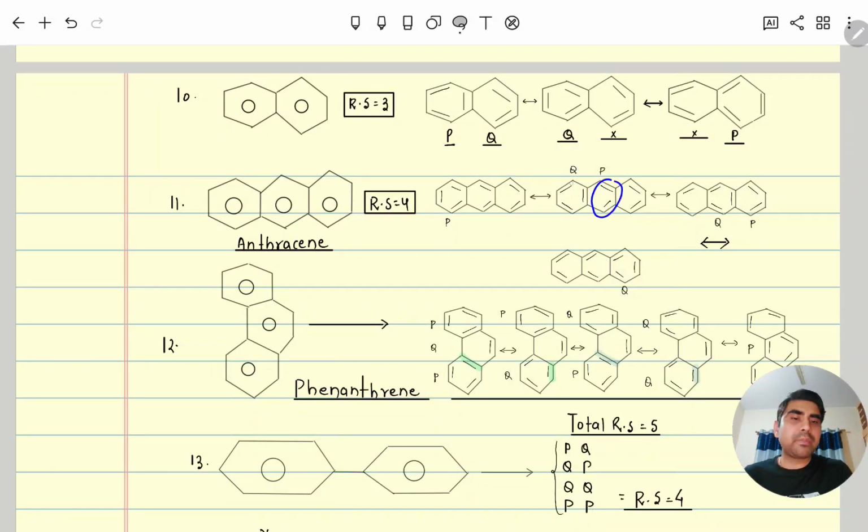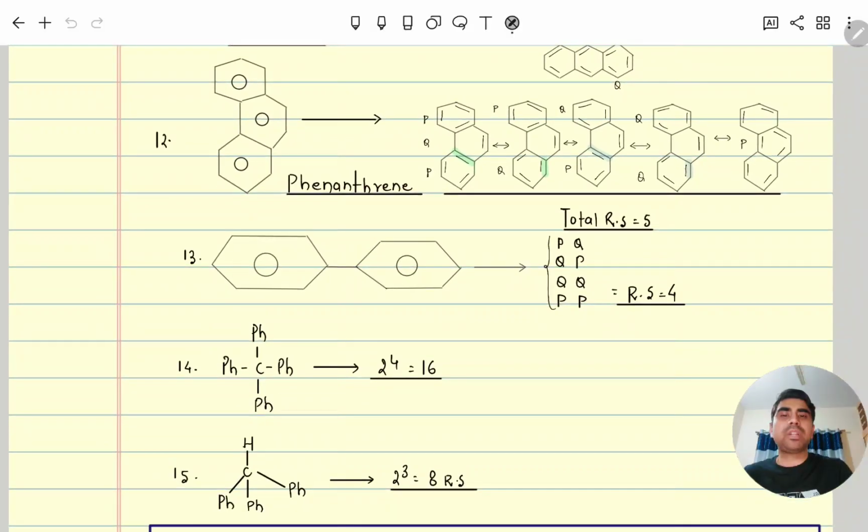So by default here P is coming. Next, after that, first PQ done. So second we will draw PQ. So in second, P already came. So now this is Q. Then third. So as here we drew Q, by default here P came. So in third only Q. So total how many resonating structures? 4.